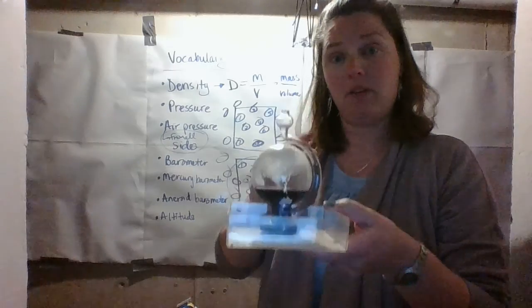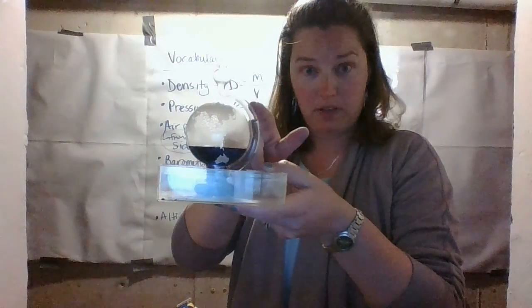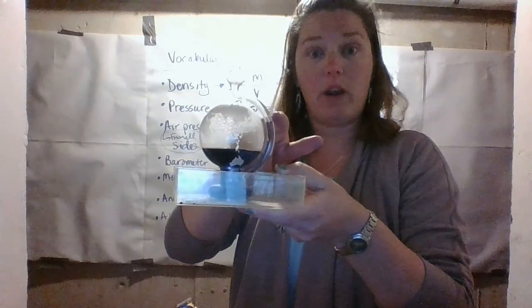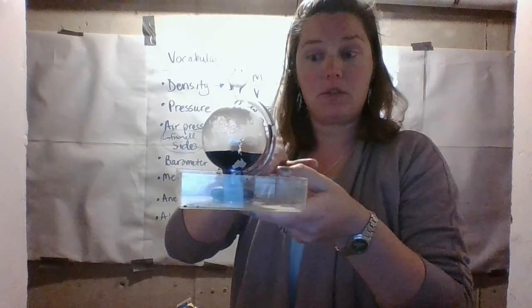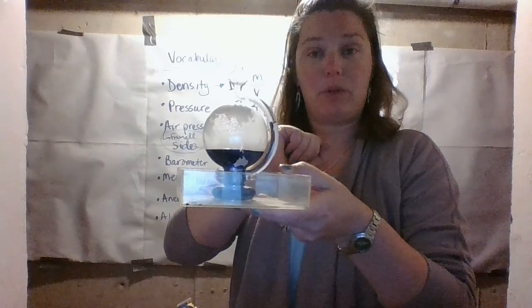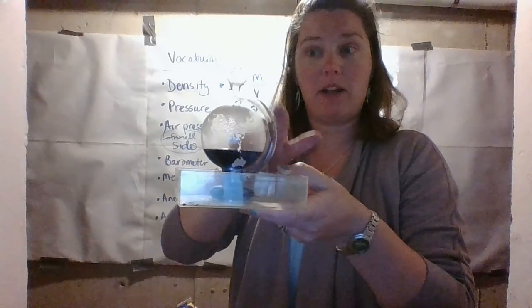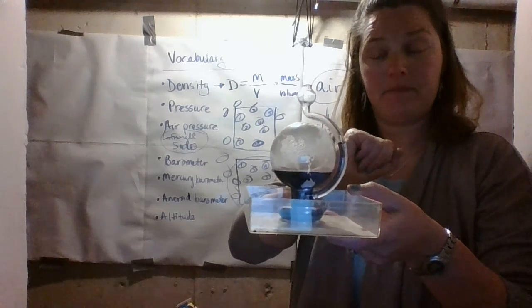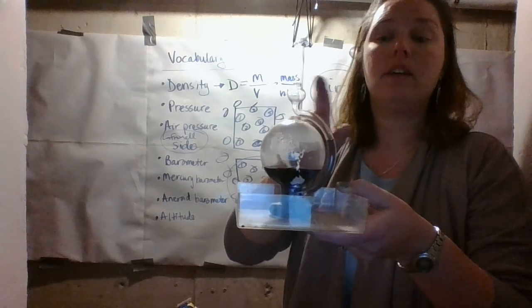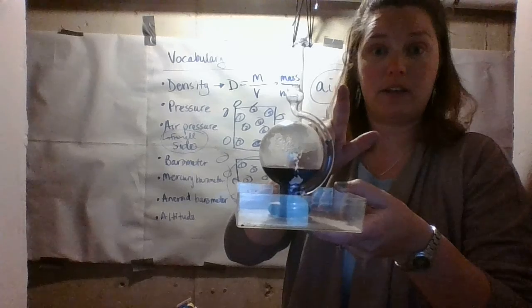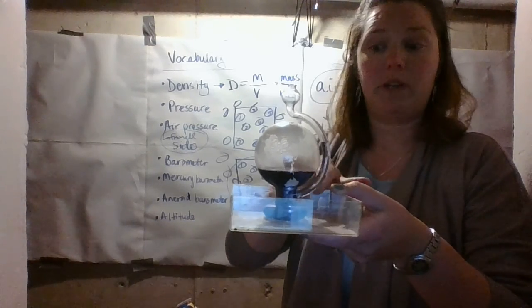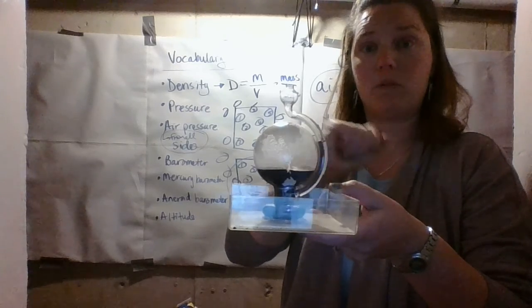Okay, so what part of this tube will the water be in? Where will the water be in this tube at high pressure? Towards the bottom or towards the top? Okay, you got your answer? All right, where is the water going to be if there's really low air pressure? Will it be down towards the bottom or up towards the top?